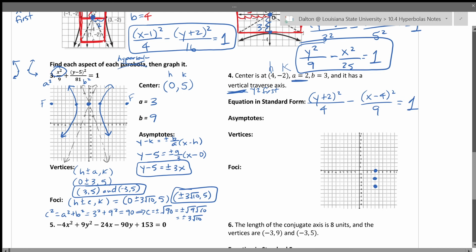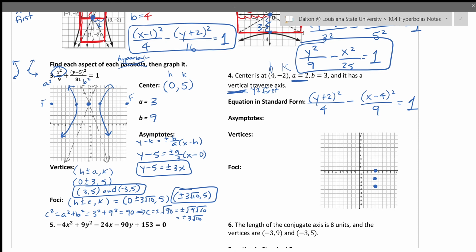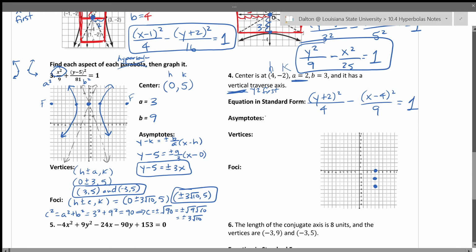Okay, asymptotes this time are going to be the other direction. This one's going to be flipped the other way. So if you look at the second graph on the front of your notes, the formula for asymptotes for a vertical transverse axis will be y minus k equals plus or minus a over b times x minus h. So you put a over b instead, which will be, y minus k is negative 2, so that'll be y plus 2 is equal to plus or minus a over b, which is 2/3, times x minus 4.